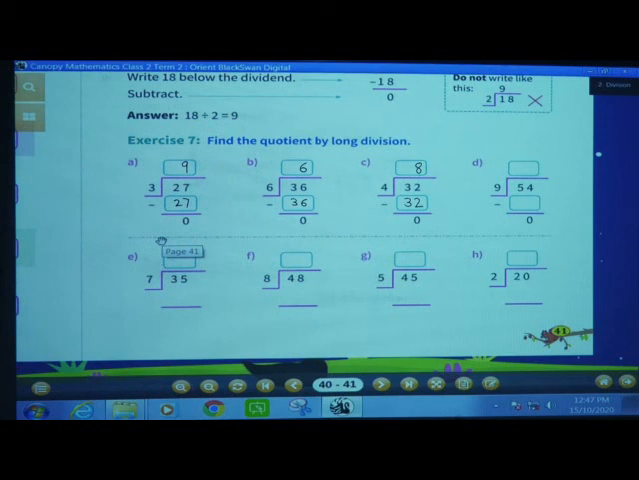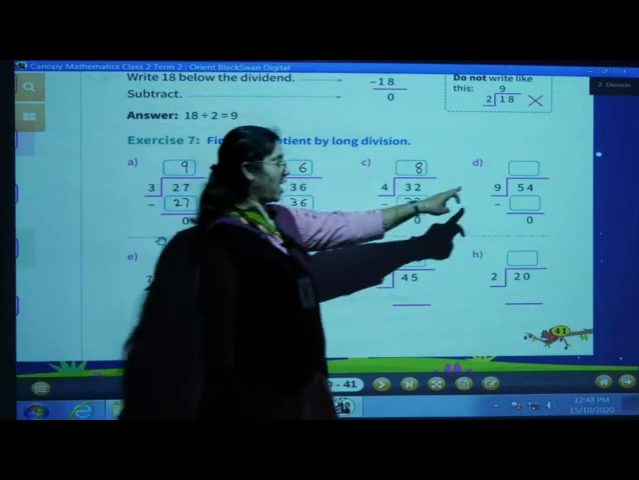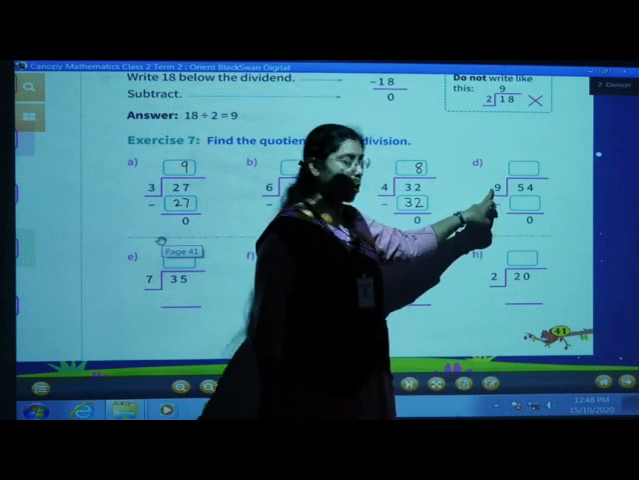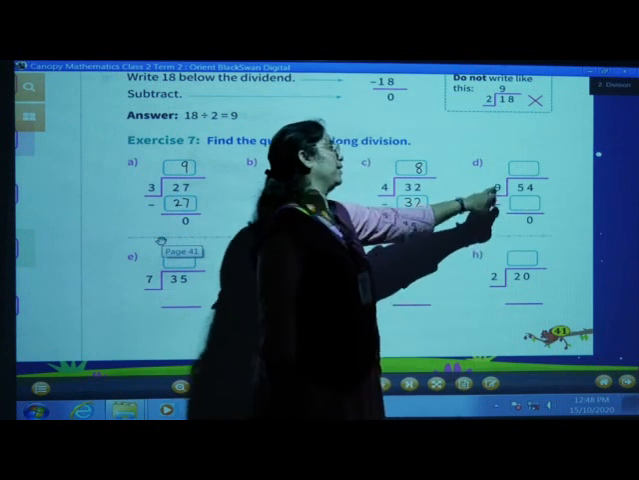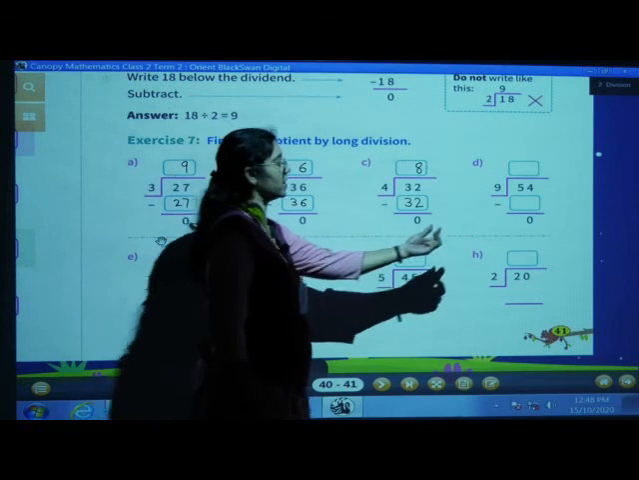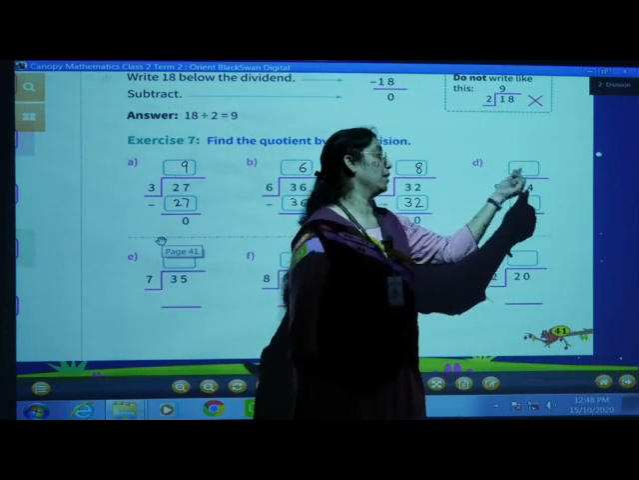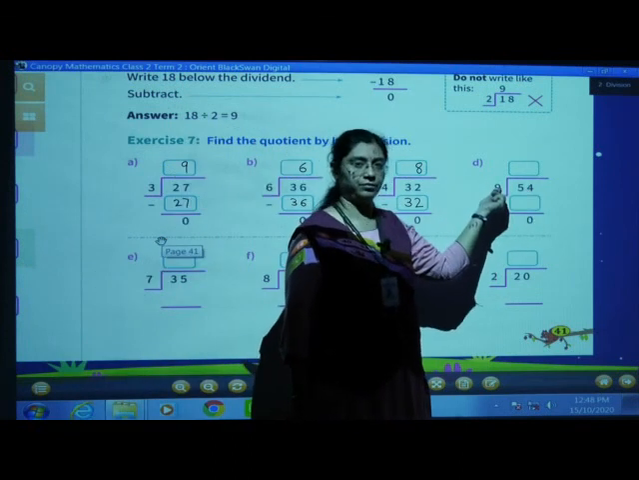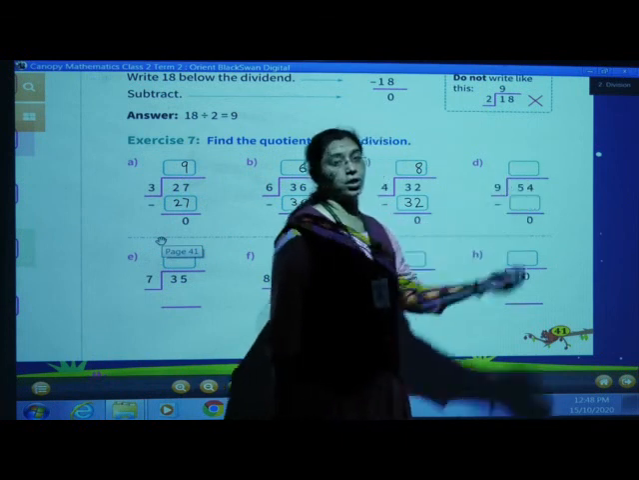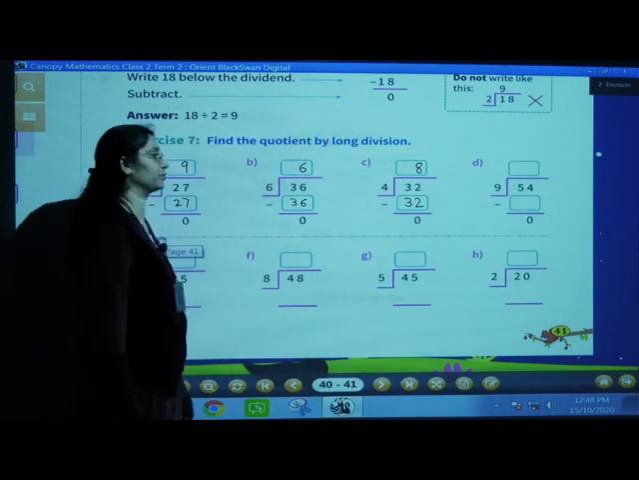Next, D number, 54. 54 divided by 9. 54 is the dividend, 9 is the divisor. Then what is the quotient? We will see.